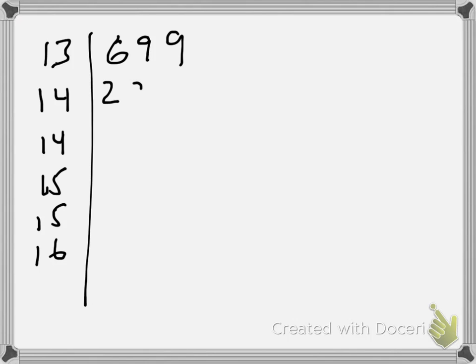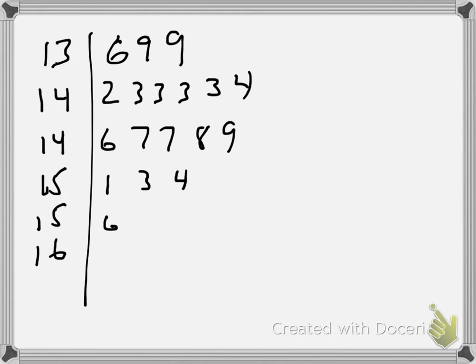Then here we have 2, 3, 3, 3, 3, 4. Then we have 6, 7, 7, 8, 9. For 15 we have 1, 3, 4, then 6, 7, and then 2, 4 to go with 16. So once again, this last number is 164, the 16 plus the 4. The first number is the 13 plus the 6, or 136.